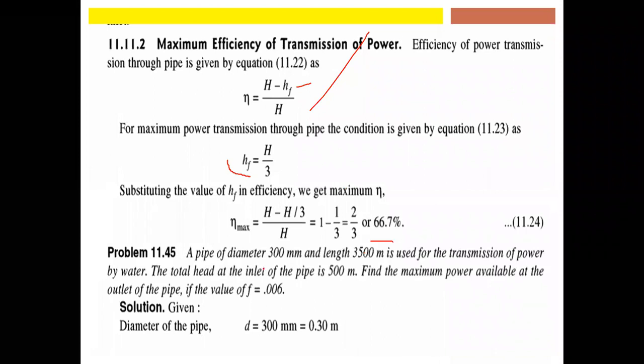Now, a pipe of diameter 300 mm, length 3500 meters, is used for transmission of power by water. Power transmission is done by water. The total head at the inlet of the pipe is 500 meters. Find the maximum power available at the outlet of the pipe with the value of f equal to 0.006.